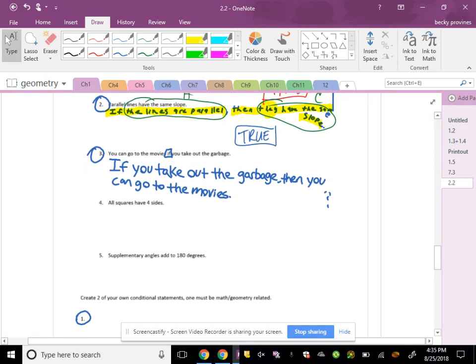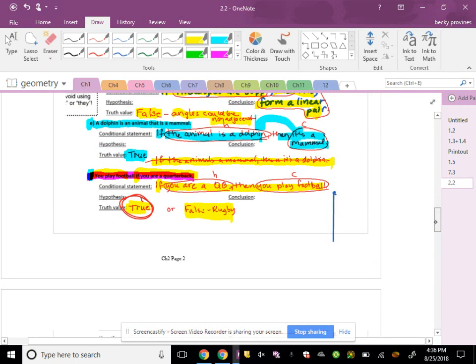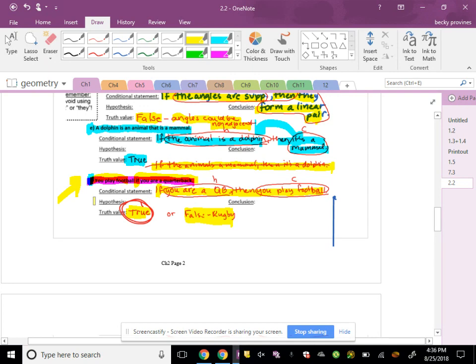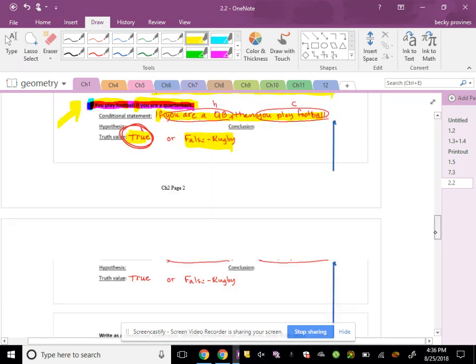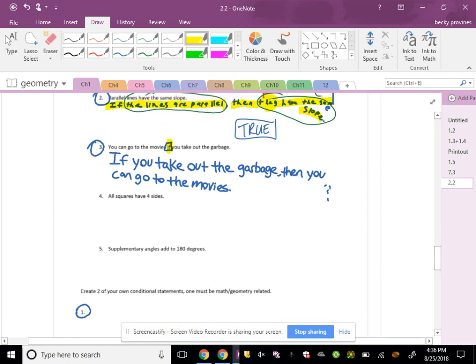All right, number 3. This is a tricky one. Now, you can go to the movie if you take out the garbage. Notice the word if is halfway through. It's going to be similar to the example we had about if you play football, then you're the quarterback. So we're going to say if you take out the garbage, then you can go to the movie. Now, the sentence is great. I can label my hypothesis and my conclusion.